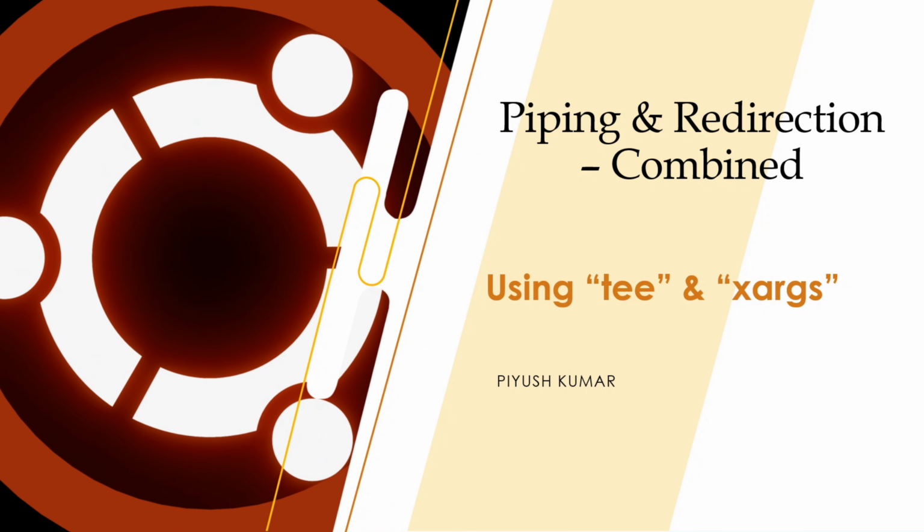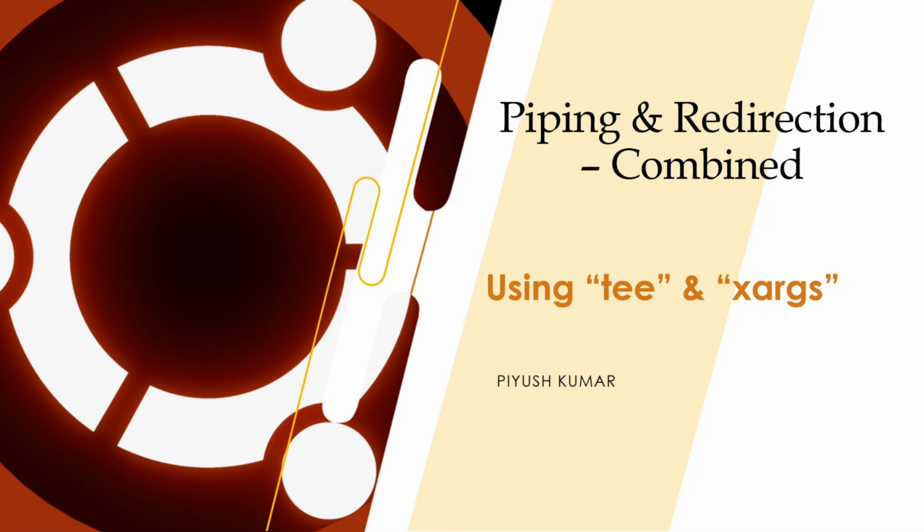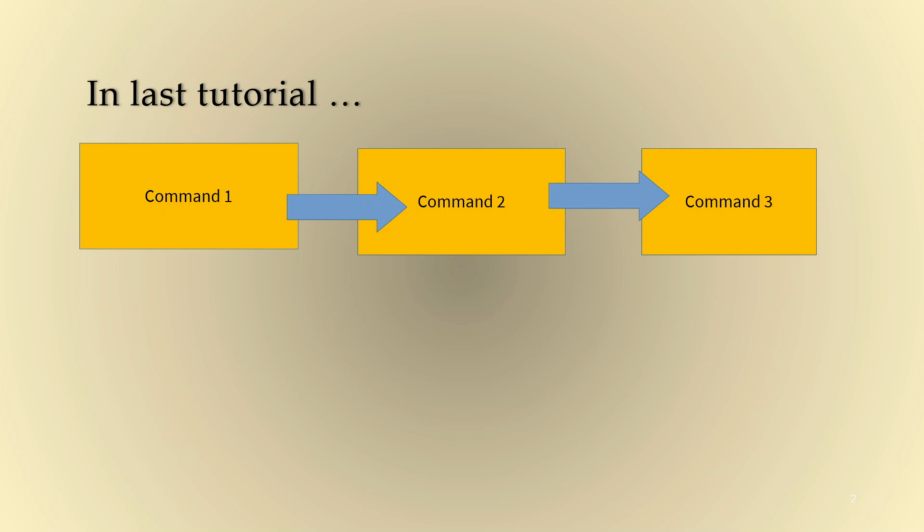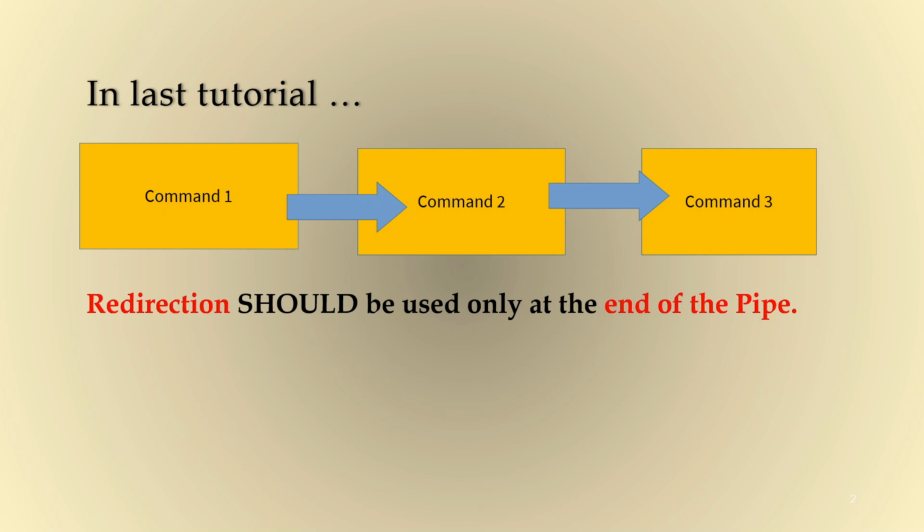Welcome to this continuation tutorial over piping and redirection. In the last few lectures, we saw how multiple commands can be combined together using a pipe, and we can make a strong, powerful command to deliver out a specific kind of output. The most important takeaway from the last tutorial was redirection should only be used at the end of the pipe.